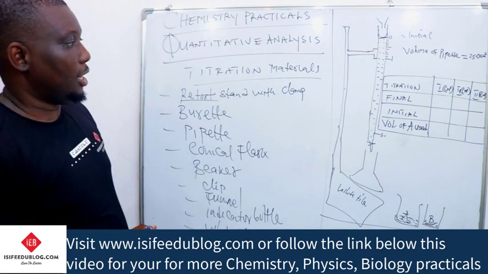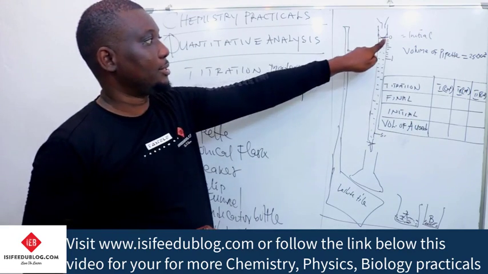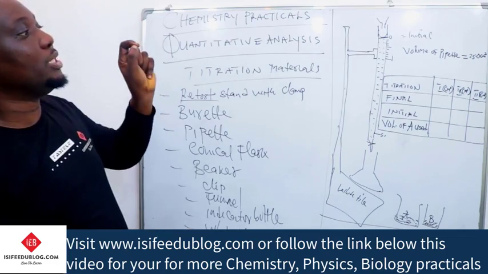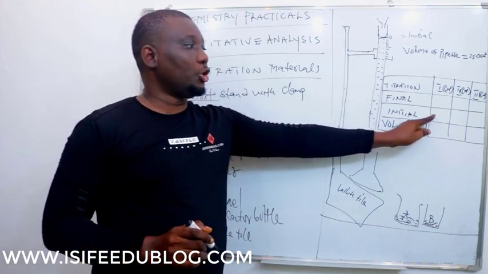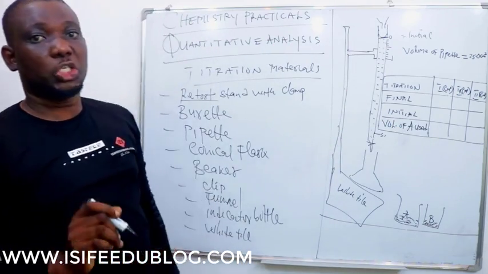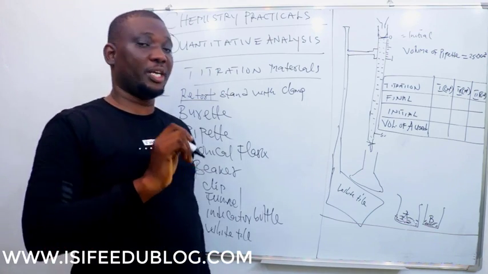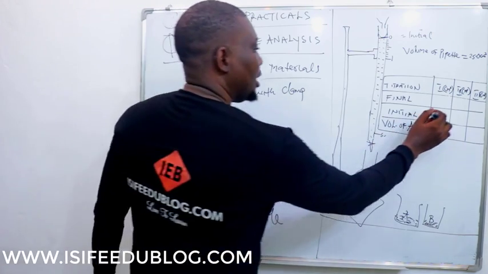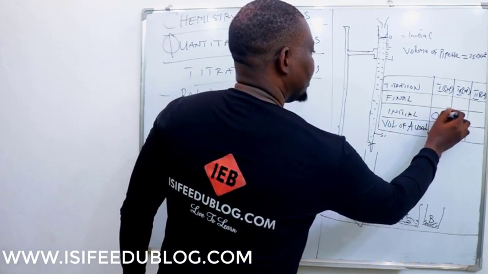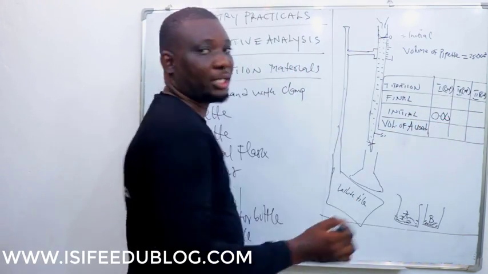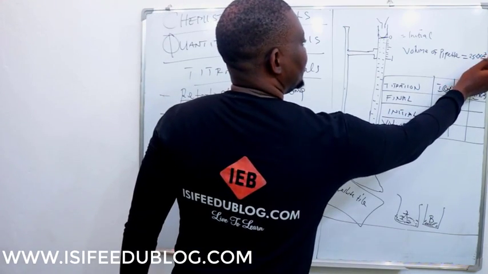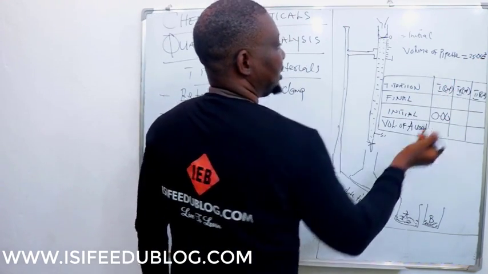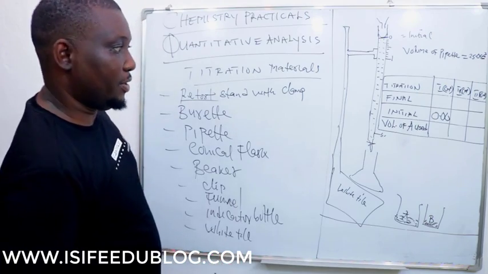Okay, now that you have poured this solution here, the moment you pour it, record your initial reading immediately. Make sure that both the initial reading and the final reading are in 2 decimal places. So right here, 0.00. It must be in centimeter cube, since the volume of the base, as the pipette here, is in centimeter cube. Please, very, very important.